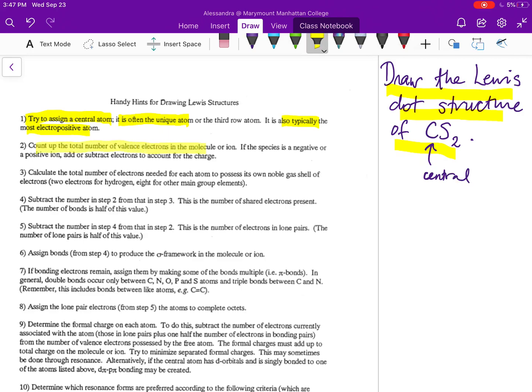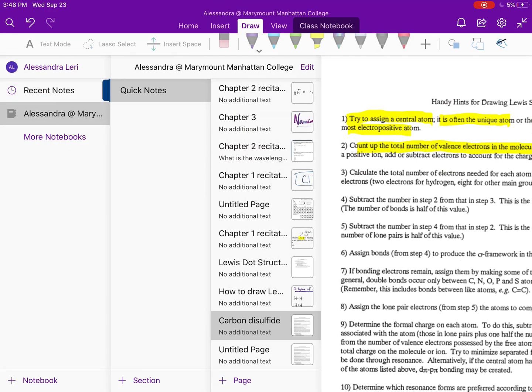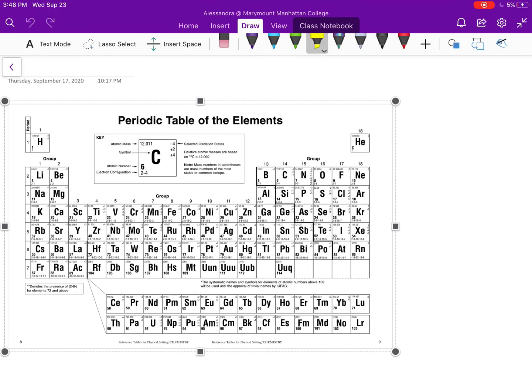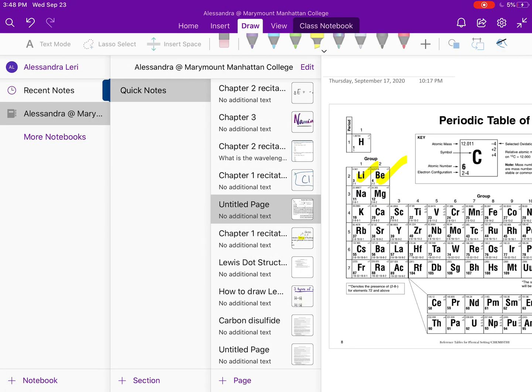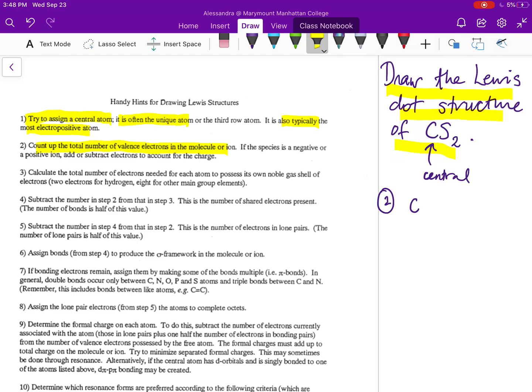Now, we want to count up the total number of valence electrons that are available. So in step 2, we have carbon bringing 1, 2, 3, 4 valence electrons to the table. And we can see that by going to the periodic table and counting across on carbon's row. It has 1, 2, 3, 4 valence electrons. That's how we get that number for the number of valence electrons in carbon disulfide. So carbon has 4 electrons.